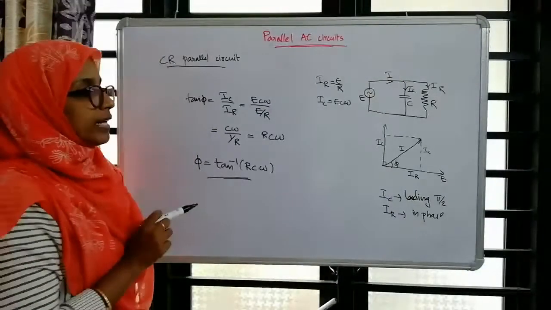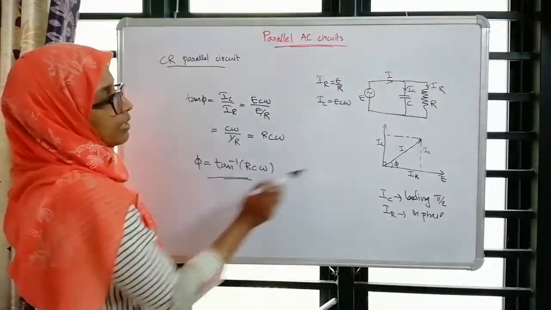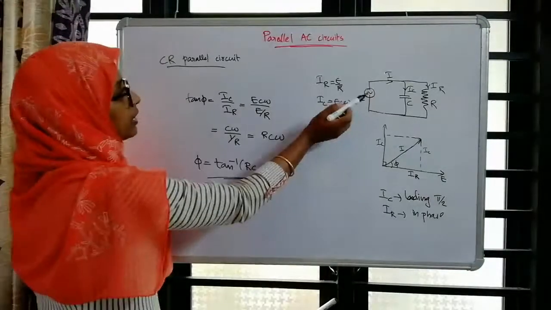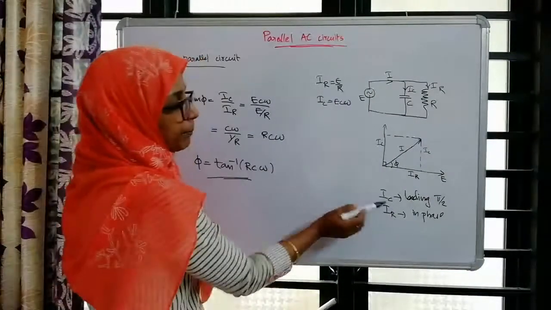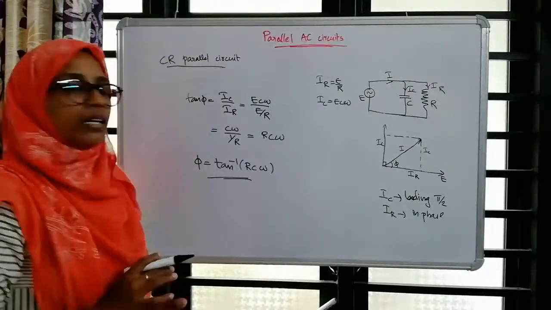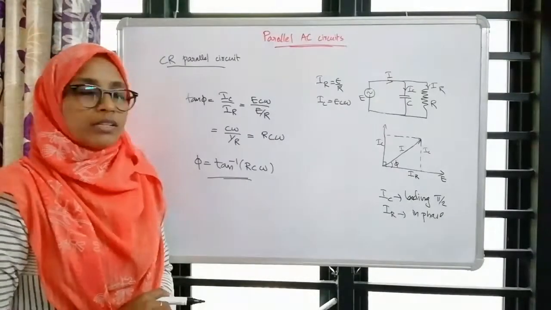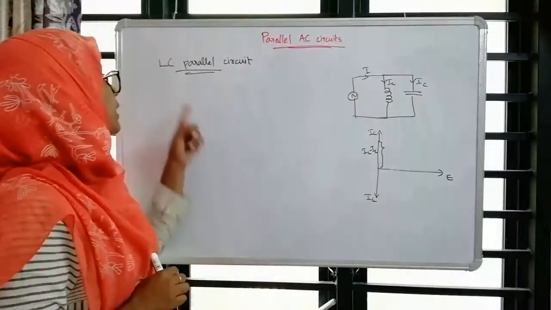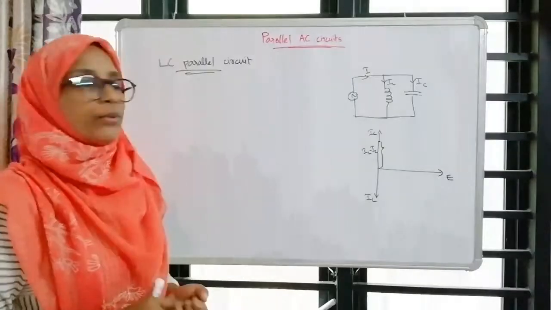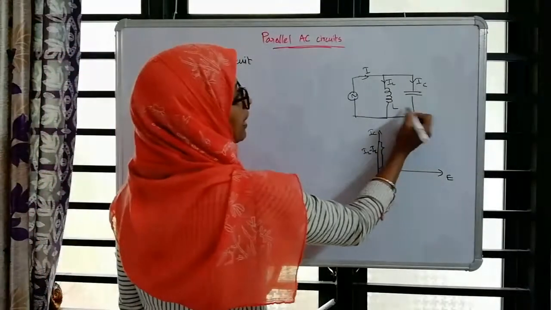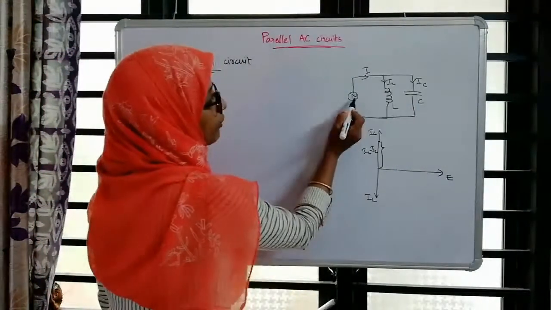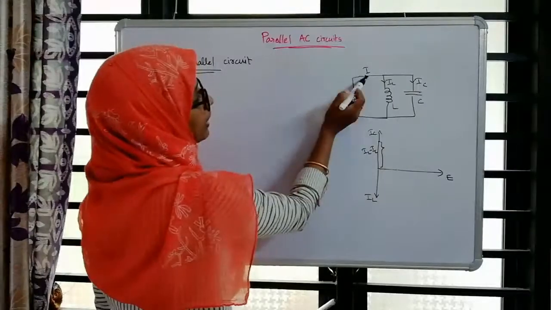So, we have studied all the components from this vector diagram, by knowing the leading and lagging cases itself. Now, we can deal with the LC parallel circuit. In this, an inductance and a capacitance are connected in parallel with an alternating applied EMF.